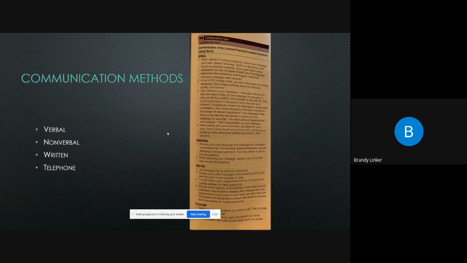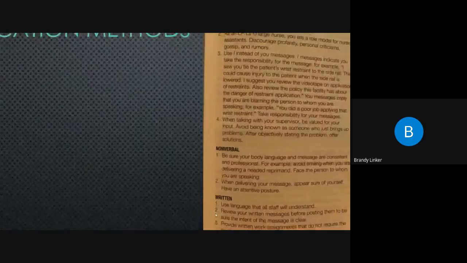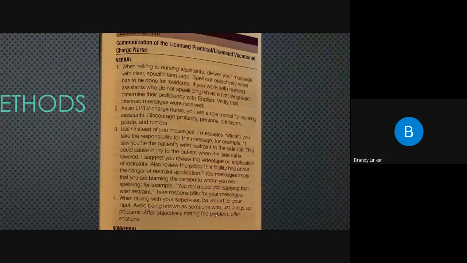Okay. So you have verbal, nonverbal, written, and telephone communication methods. This is in your book. So for those of you that don't have the book, this is one of those PowerPoint slides I told you about that I would provide for you. Okay. And so verbal, make sure you're polite. Make sure your tone is controlled. You never want to get loud or aggressive with anyone. Okay. Please note that you are a role model.